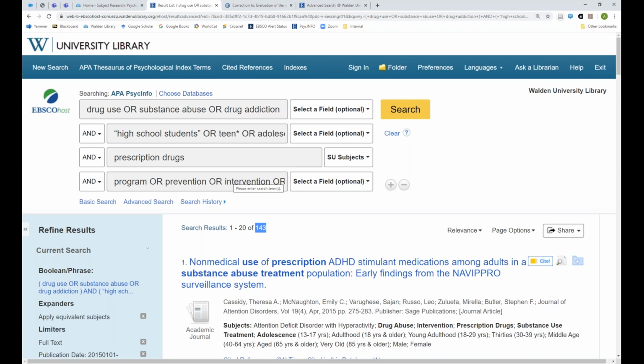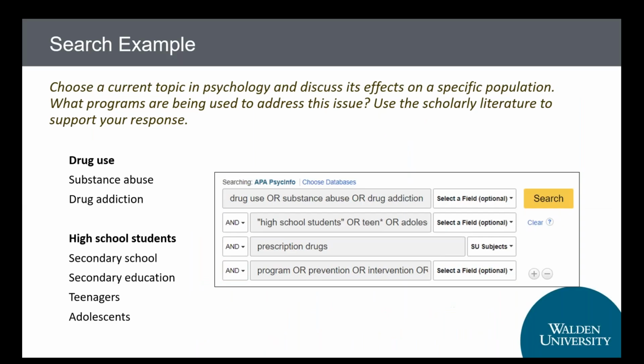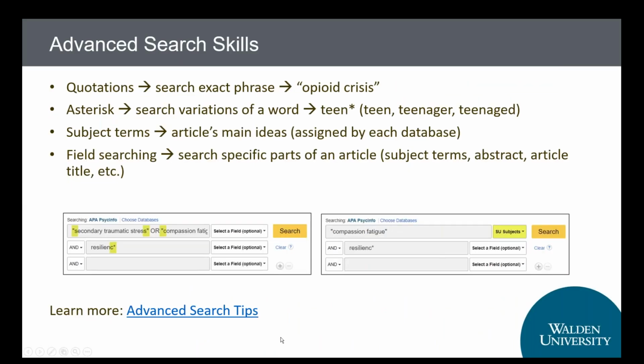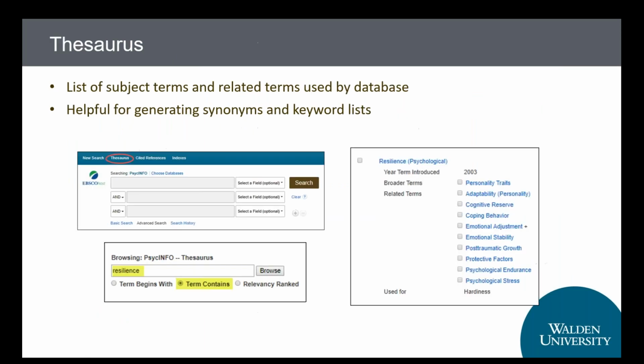So that is how we do a basic search with all of the advanced search techniques thrown in there. So we have quotation marks, we have asterisks, we have field searching, which is when we told the database to search for prescription drugs in the subjects line. So we covered all of those advanced search techniques.